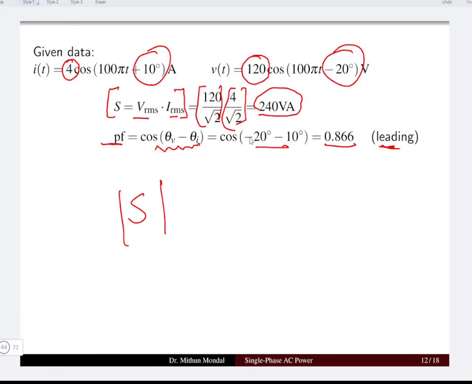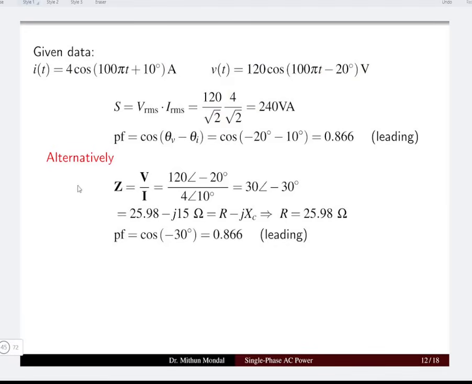The reason is that we have cos of minus theta. The minus indicates that the net power factor is leading in nature, so obviously it will be a capacitive load. The same thing we can obtain alternatively from the impedance as the ratio of the voltage to the current, which is 30 angle minus 30. Here the minus indicates that it is capacitive, and 30 degrees indicates the angle between voltage and current.